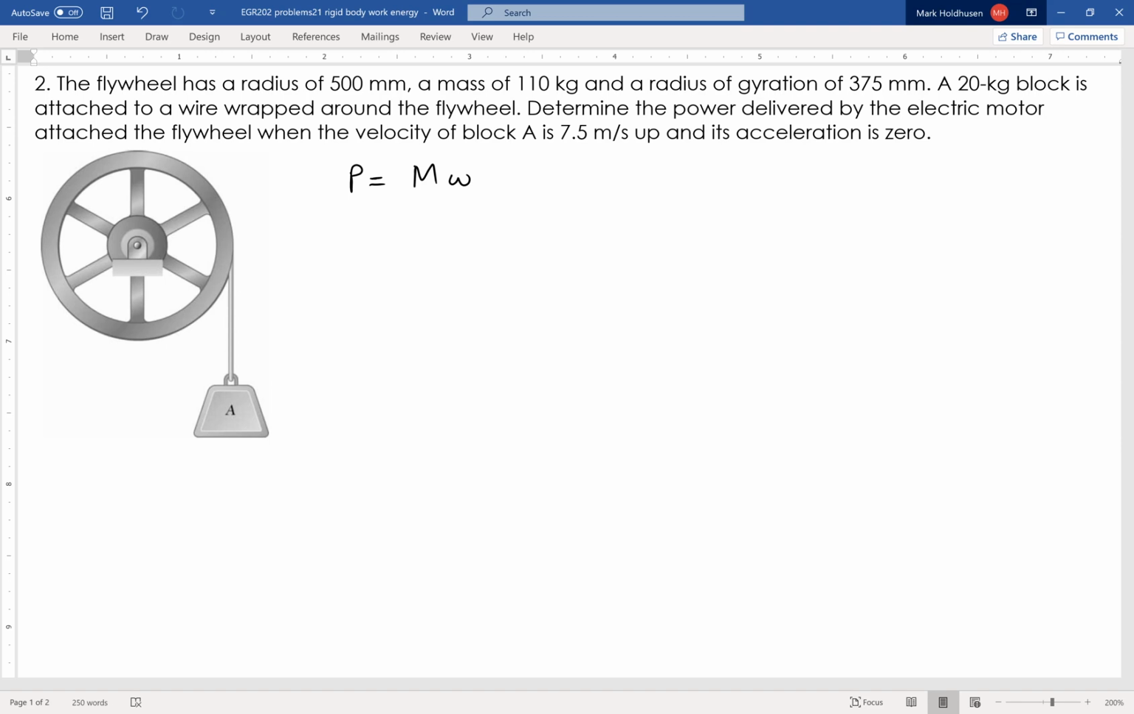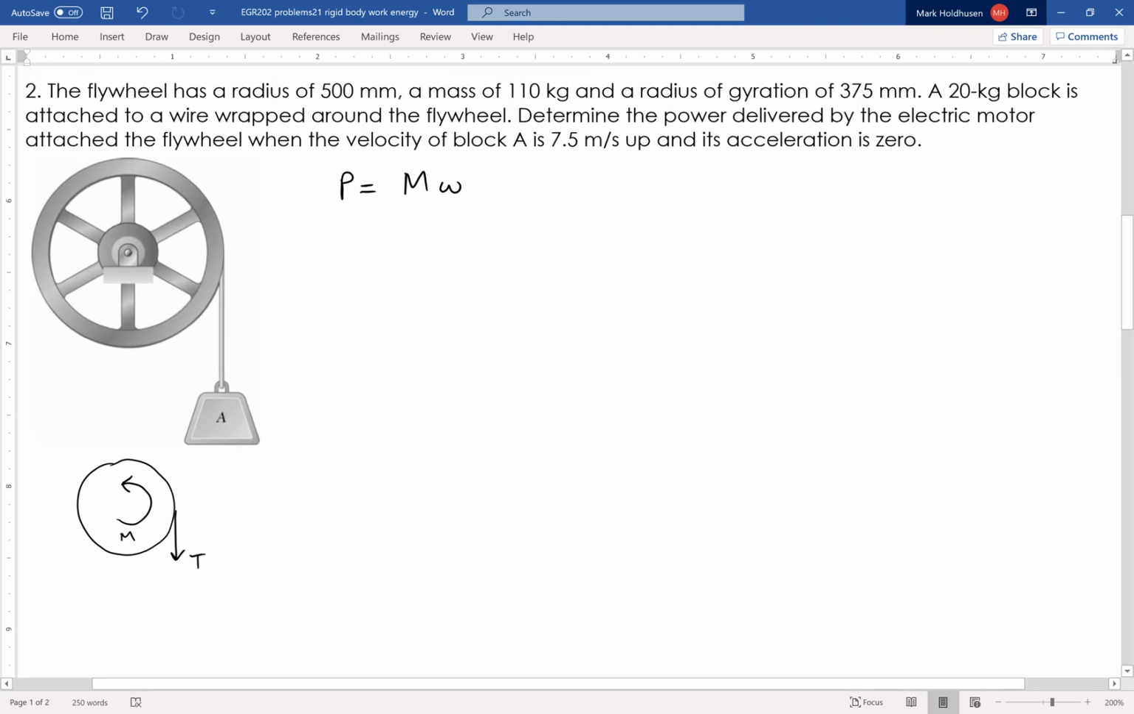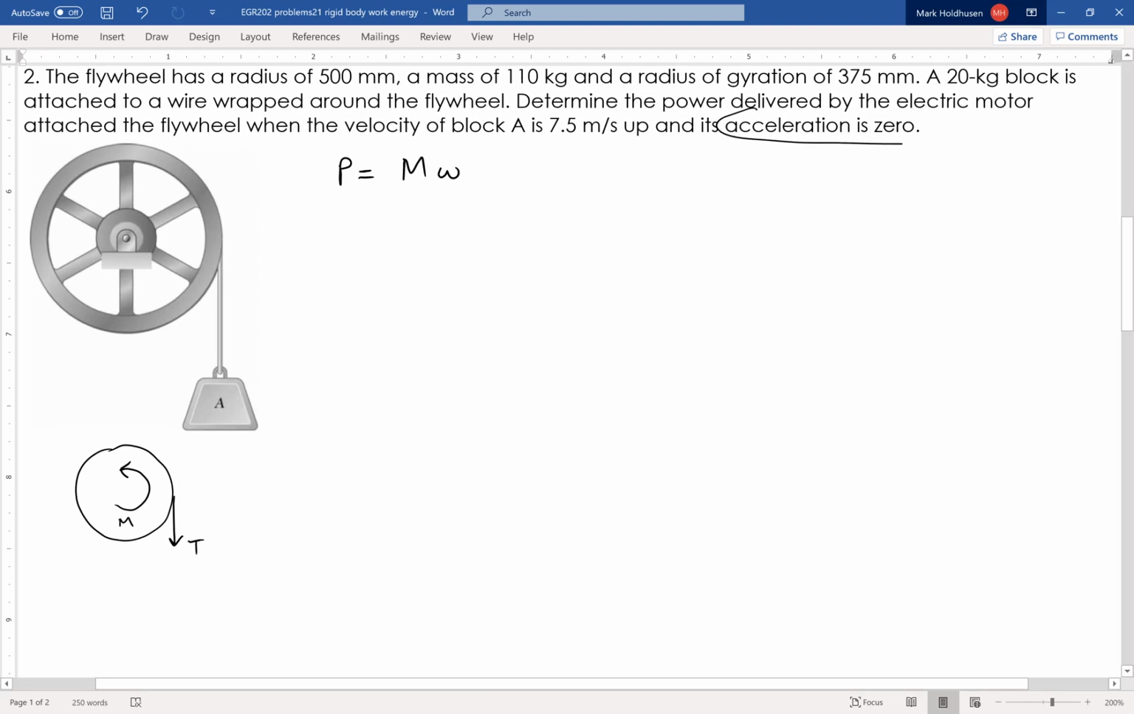Okay, so we've got to find the moment, we've got to find omega. Let's start by taking a look at the flywheel, like so. I've got a tension pulling down on here, and I've got a moment causing that to go up. So that moment is just going to equal, let me start by saying there's no acceleration, so these are basically statics problems to find these values here, right?